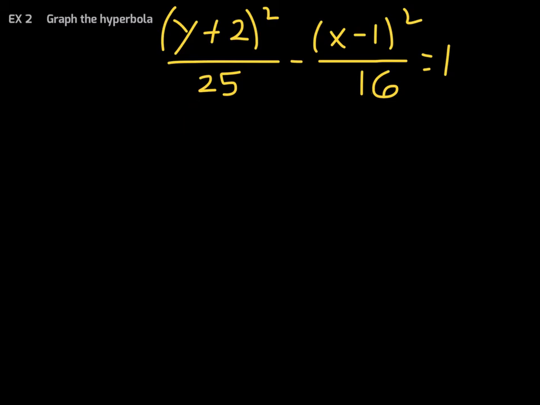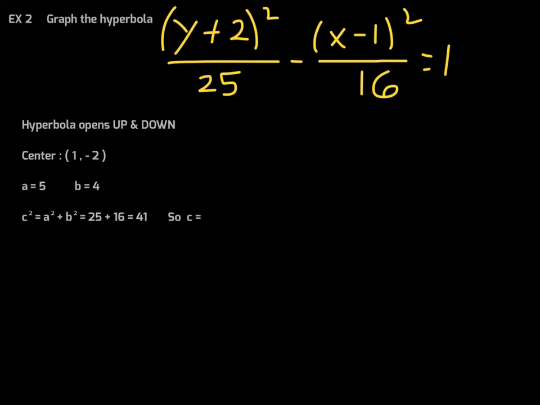Don't forget that h is always with x and k is always with y. So the center is going to be positive 1, negative 2. Don't get that turned around. Positive 1, negative 2. This is h, comma, k. So this is what we know, you guys. The hyperbola opens up and down. Again, we know that because y comes first. The center is, be careful, 1, -2.